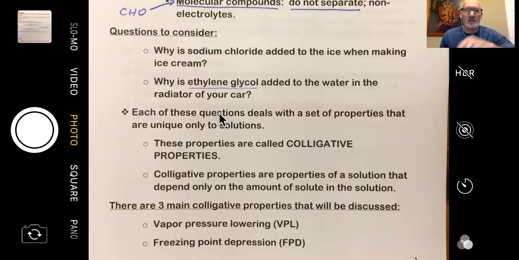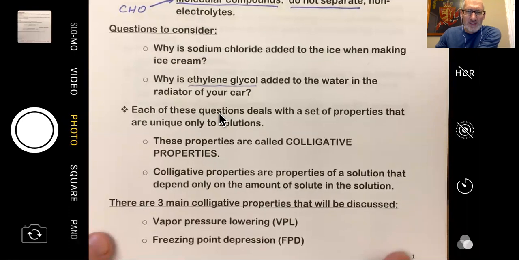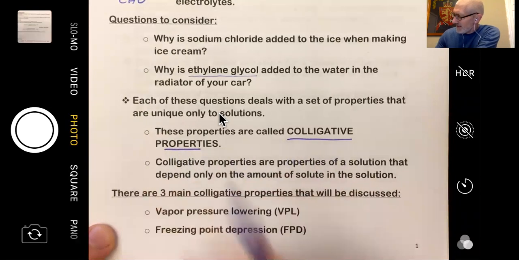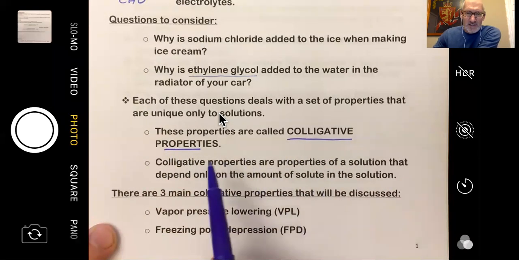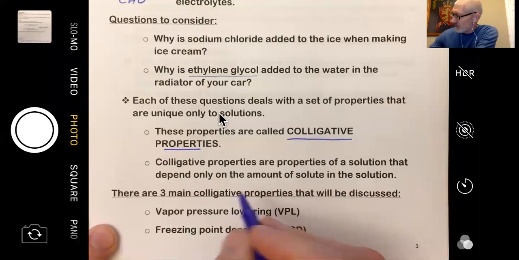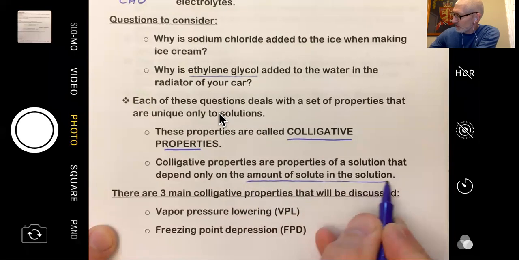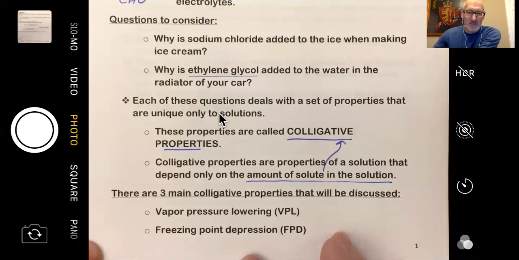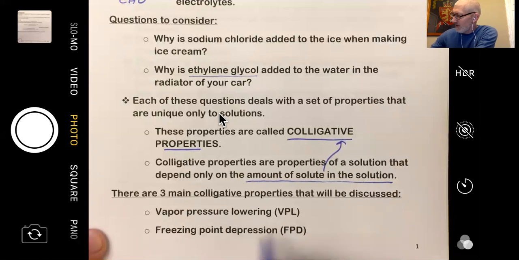Why do we put salt in the ice water? Why do we put ethylene glycol in the radiator fluid? And the reason is because of these things that are called colligative properties. And colligative is just a fancy word for any property that's going to depend on the amount of solute in the solution. So amount of solute in the solution is really what that word colligative means.